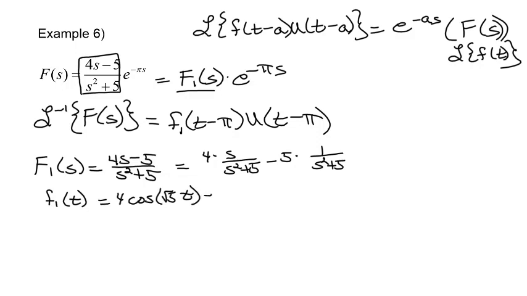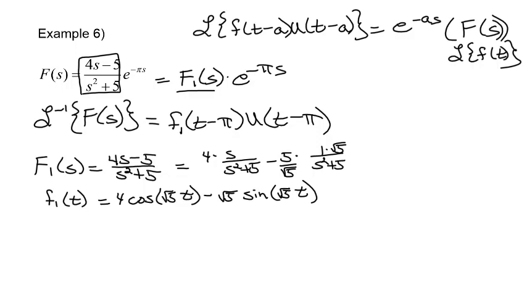missing a b in the numerator. So all I'm going to do is multiply by b and divide by b to get it. And 5 divided by the square root of 5 is the square root of 5. So if I rationalize, I can simplify that fraction to just be square root of 5. And then the inverse Laplace of square root of 5 over s squared plus 5, that's the b over s squared plus b squared. So this would simply be the sine of the same angle, bt.